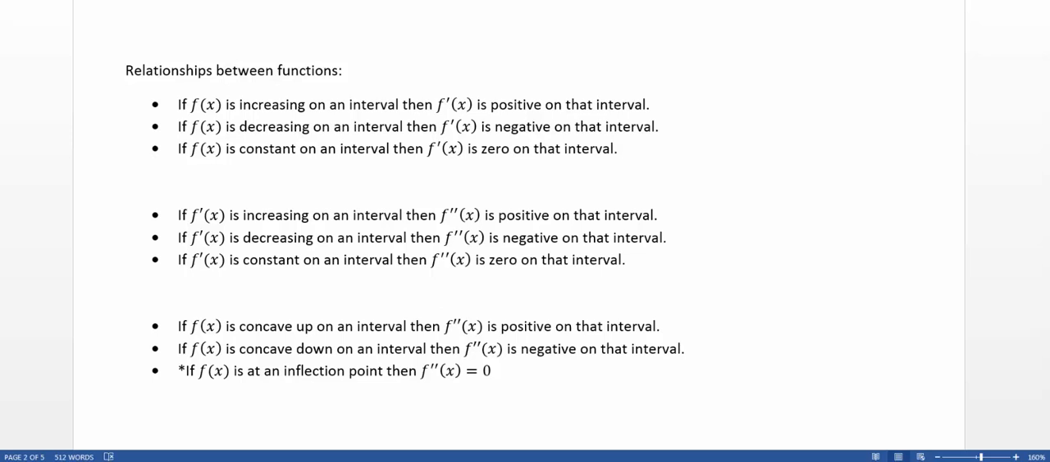So if f of x is at an inflection point, then the second derivative equals 0. However, if the second derivative equals 0, it's not necessarily an inflection point. We'll circle back to this when we get to a further chapter, but the asterisk is there now to keep in your mind that that's the only relationship that doesn't work in both directions.